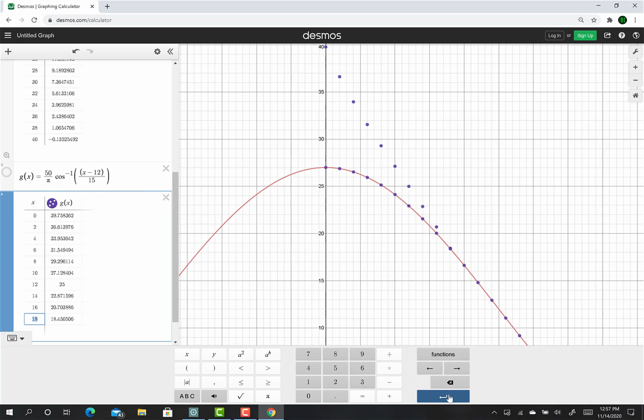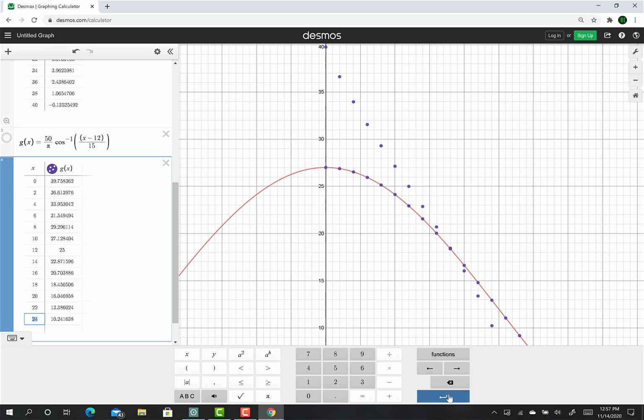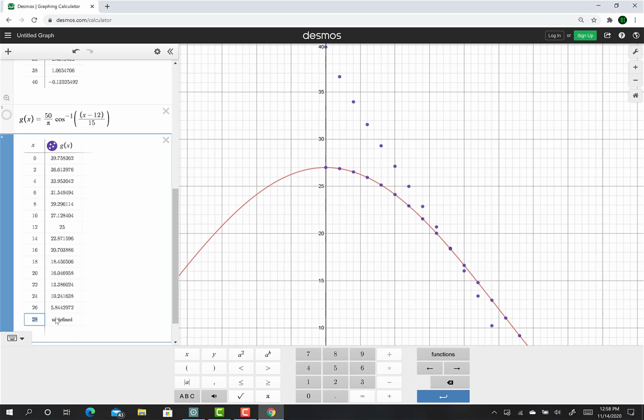And we should be able to go all the way to 26. Now, if I push enter again, I better get undefined at 28. So let's see. And there it is, guys. We get undefined at 28 because this roller coaster only goes up to 27 meters. So there is no horizontal beam at the 28th Y location. So I hope that makes sense.